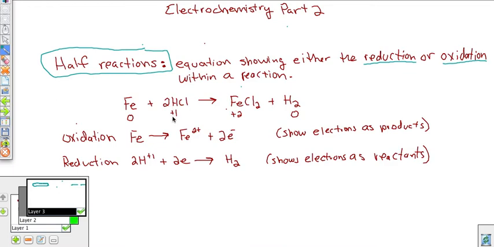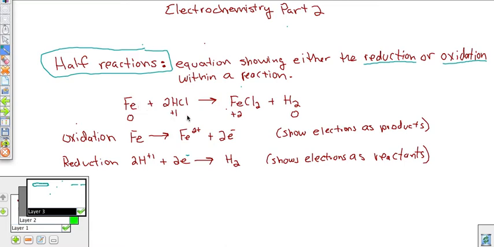The oxidation half reaction shows electrons as products right here, because oxidation is the process of losing electrons. So you have them here on the reactant side, and on the product side they're separated from you, released from it. Reduction would be the opposite. In reduction, you're gaining electrons, and so on the reactant side is where you put the electrons. I'm going to put my negative in there.